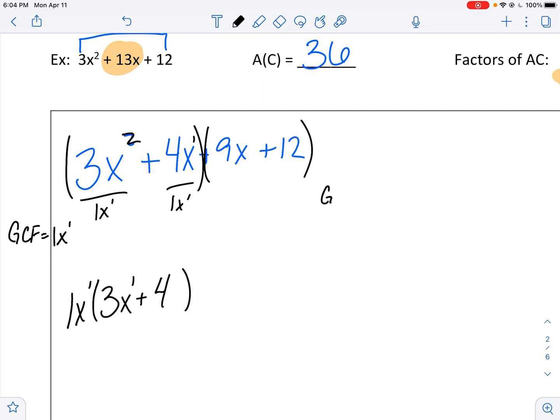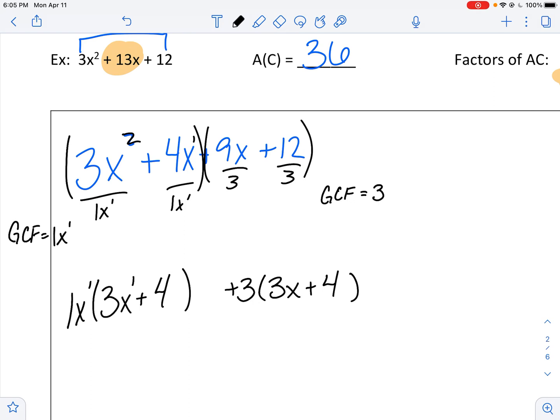So the greatest common factor of 9 and 12 would be 3. That's 3 and 3. This is 3 and 4. So greatest common factor there. And this has 1x. That has no x's. So the smaller number would be no x's. So my greatest common factor is a positive 3. So I'll put positive 3. And I'll divide each part by 3. 9 divided by 3 is 3. Keep my x. 12 divided by 3 is 4.